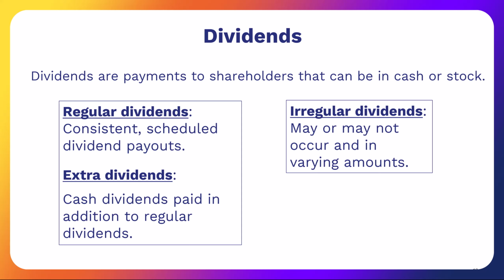In this video, we're going to continue talking about valuing common stock. One of the returns we get for investing in common stock is dividends. They are payments made to shareholders, typically from the company's profits. They can be either in cash or stock, and there are different types of dividends.